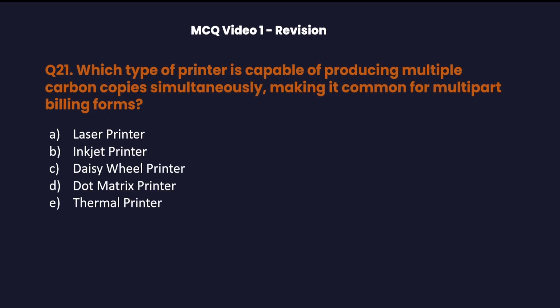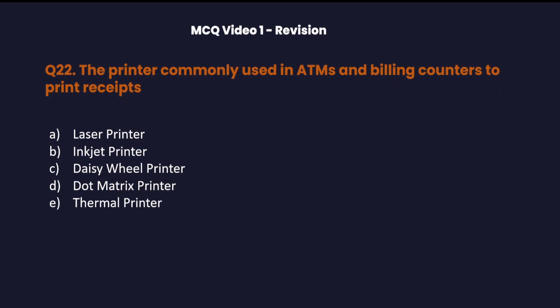Question number 21. Which type of printer is capable of producing multiple carbon copies simultaneously, making it common for multi-part billing forms? Printers, important topic. The right answer is dot matrix printer, option number D. Question number 22. The printer commonly used in ATMs and billing counters to print receipts. The right answer is option number E, thermal printer. Uses heat to produce image on heat sensitive paper.